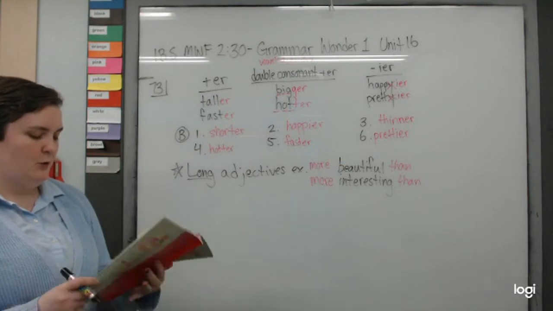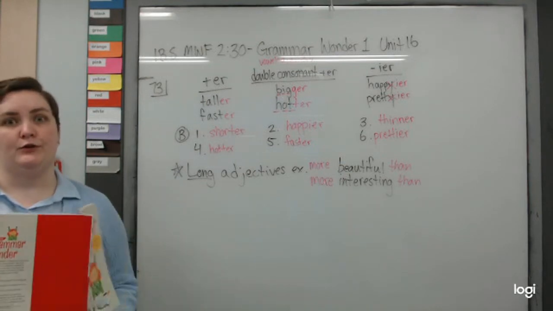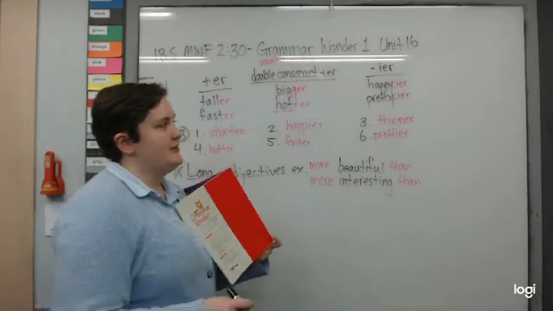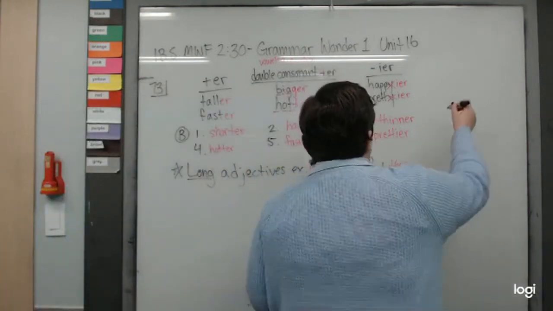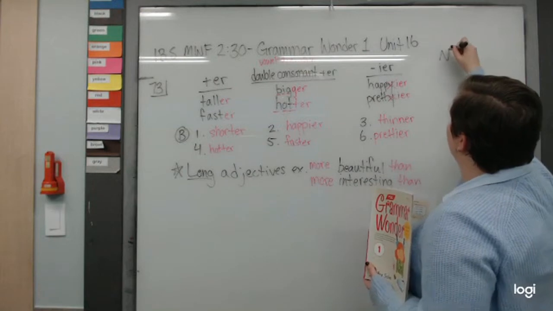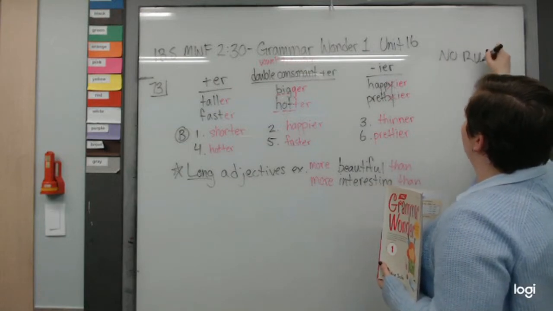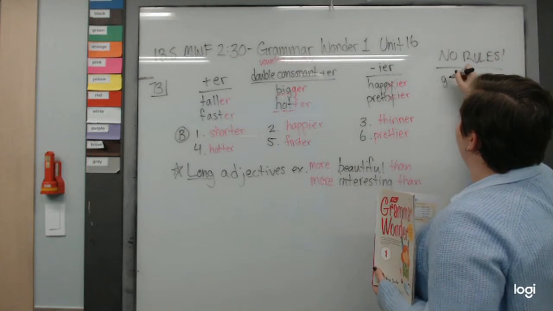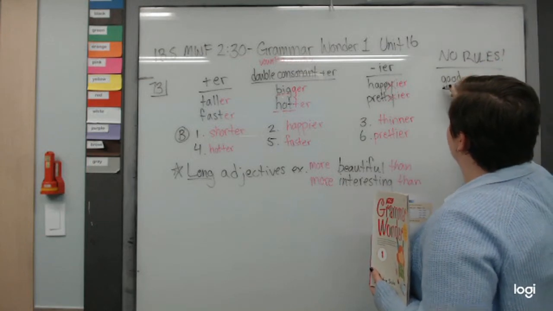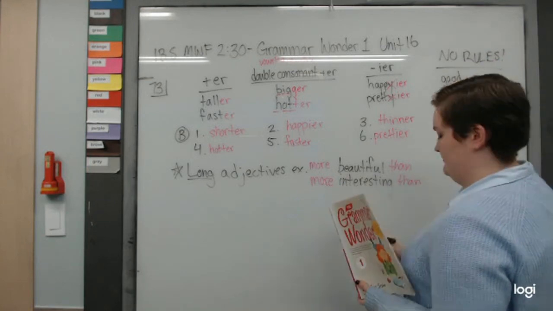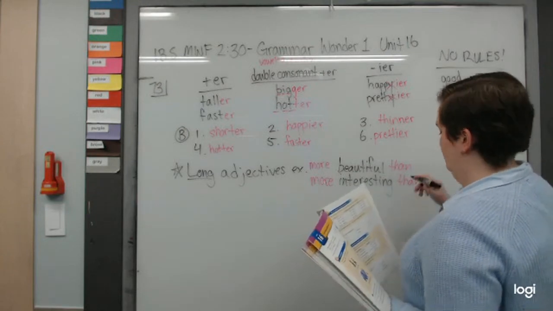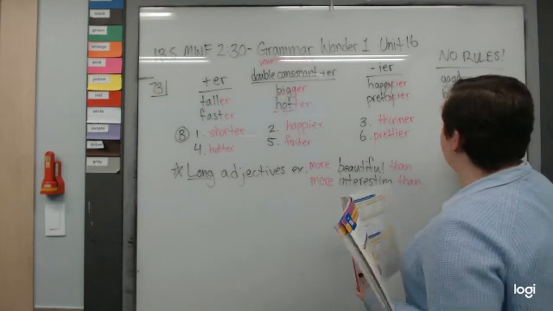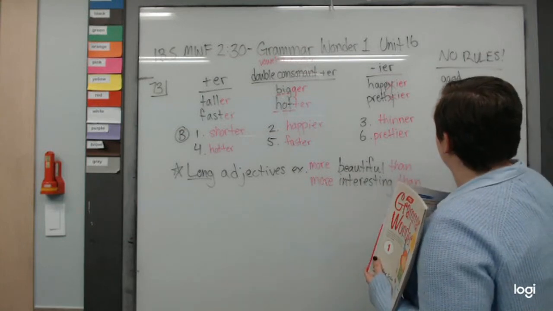And then we have some that don't follow rules. So, good. No rule. We have good, bad, many, and little.